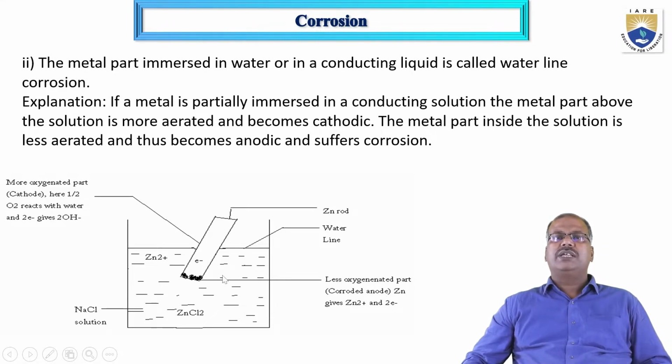So zinc gives Zn2+ plus 2 electrons. At the cathode, these electrons are taken by oxygen and reduced to 2OH-. And corrosion happens at the water line, which is the line of difference between these two concentrations of oxygen. So this is called waterline corrosion.